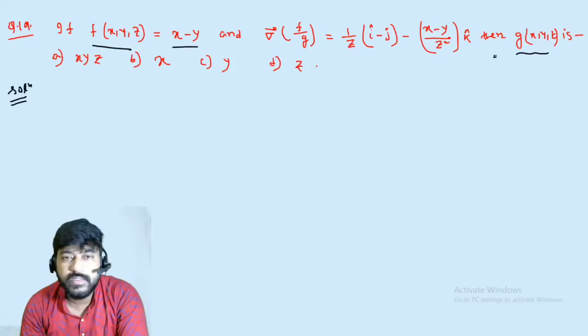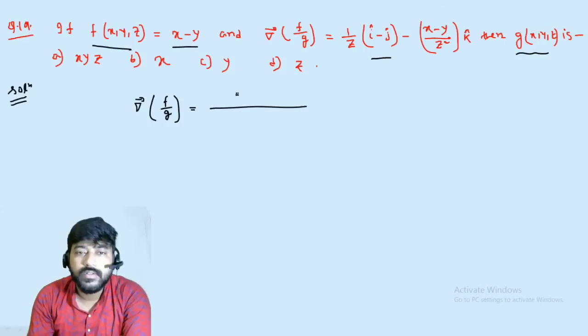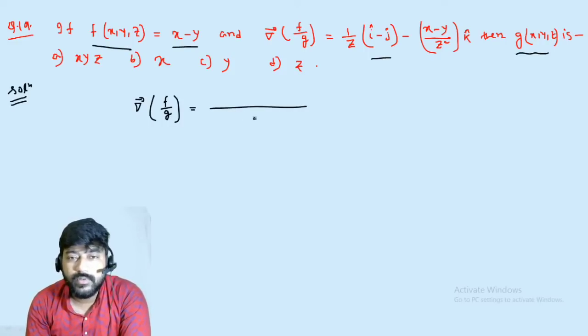Okay, so we have to find out g actually mainly, and f is given, and gradient of f by g is also given. Okay, so what will be gradient of f by g? Let me find out first. So you have a general formula of gradient of f by g, and that is nothing but the ordinary differentiation, the u by v differentiation, just like that the formula will be: g square, and then g into gradient of f, minus f into gradient of g.